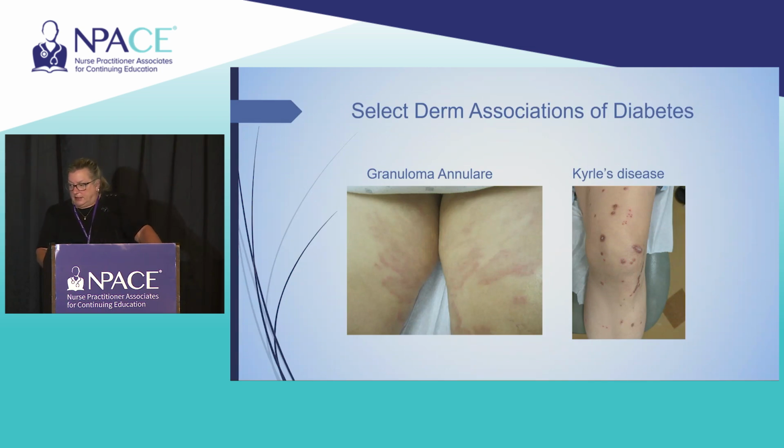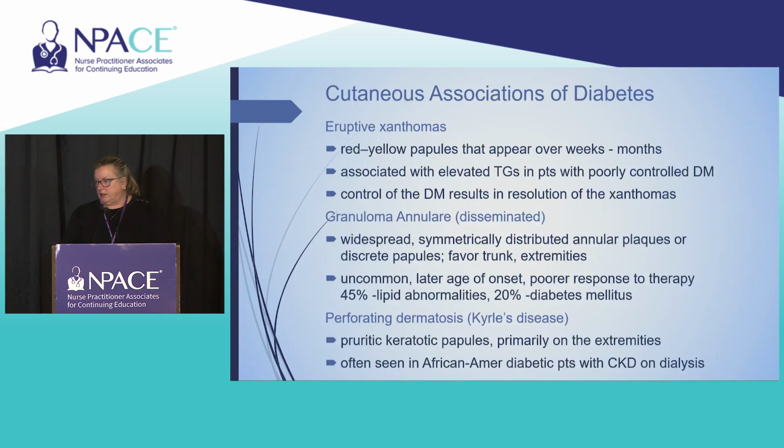So that is a more discrete, more diffuse presentation. And the disease next to it we'll talk about in a sec is called Kyrle's disease. And that also is fortunately uncommon. But what is common is eruptive xanthomas. You're going to see these frequently in diabetic patients.